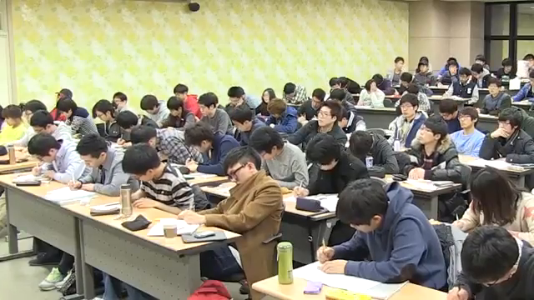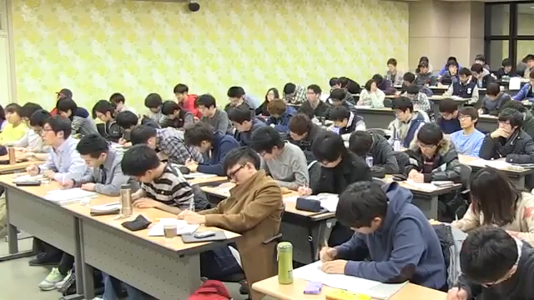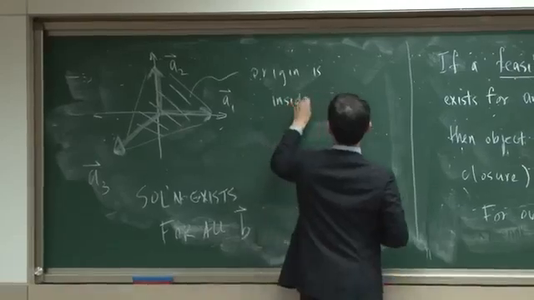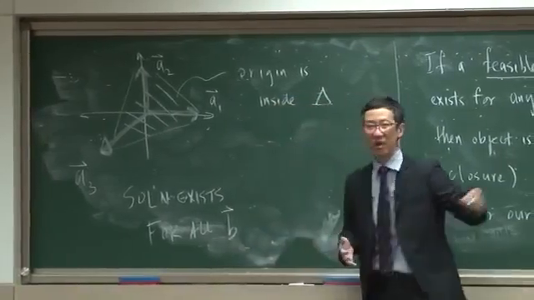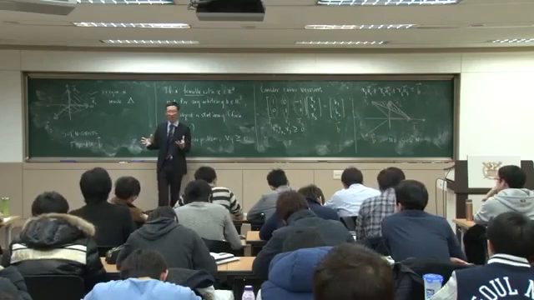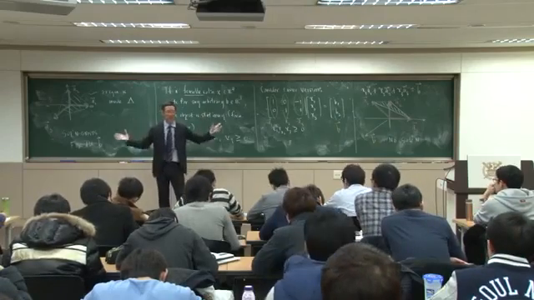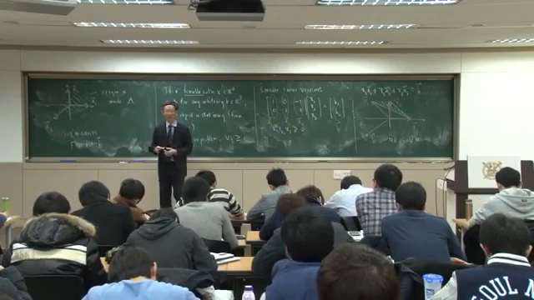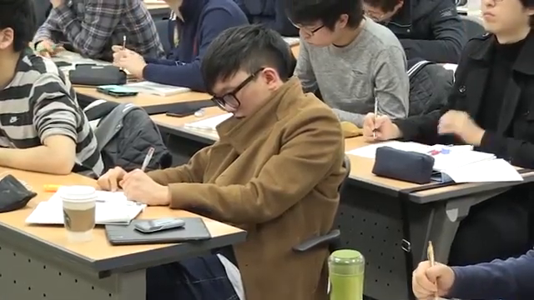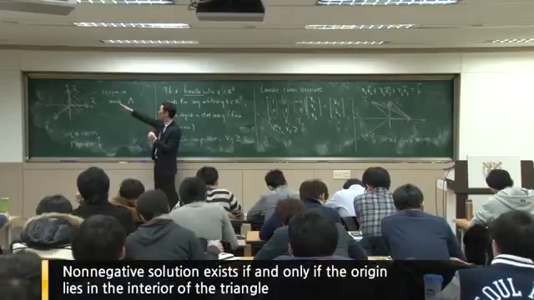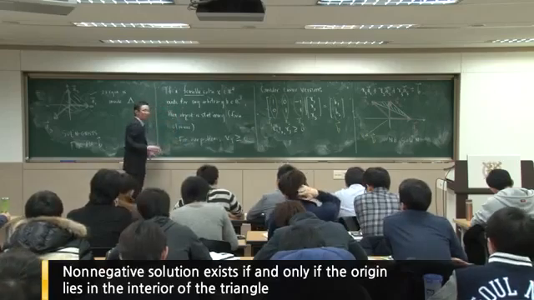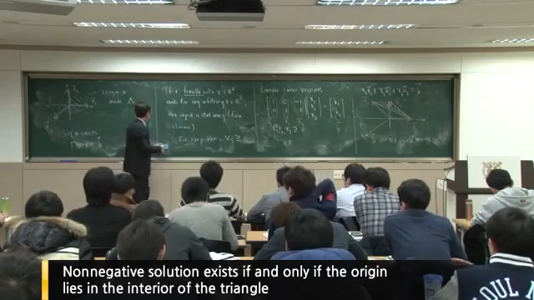So the origin is inside this triangle. Over there, the origin is outside the triangle. So that seems to be the fundamental difference between these two situations. So this is what we want: we want the origin to be in the interior of this triangle. Now let's go back to the example.